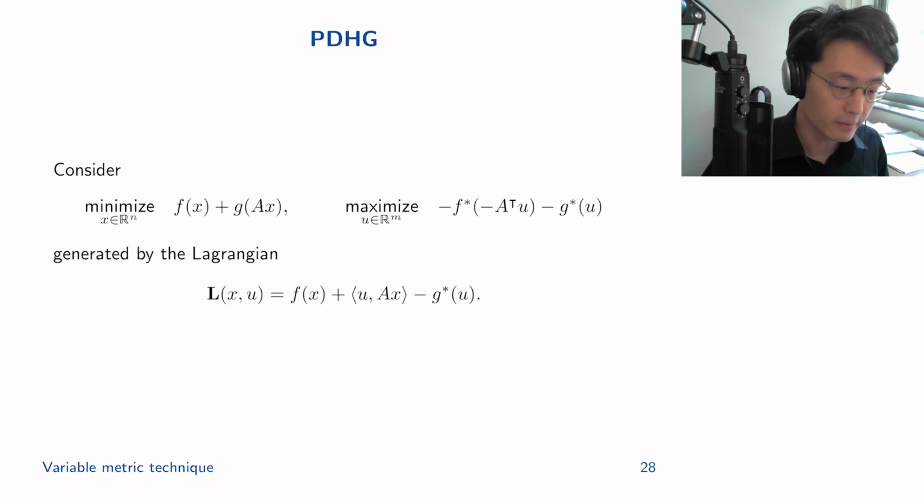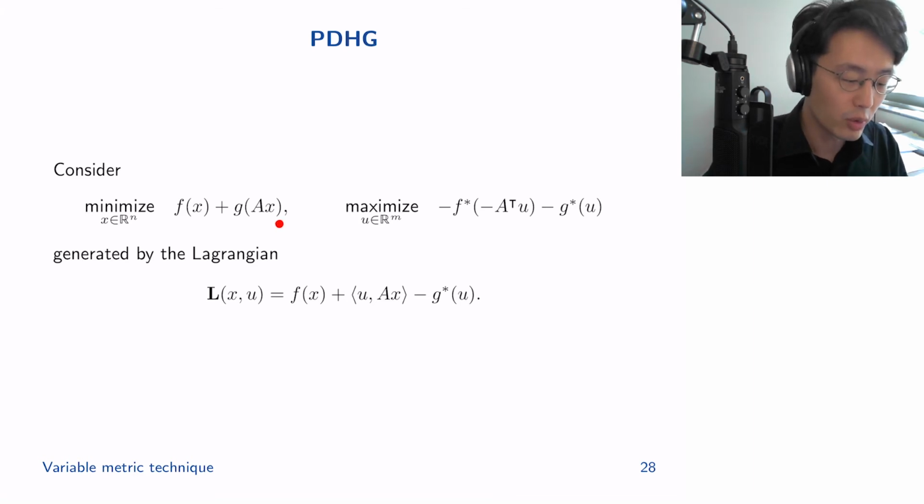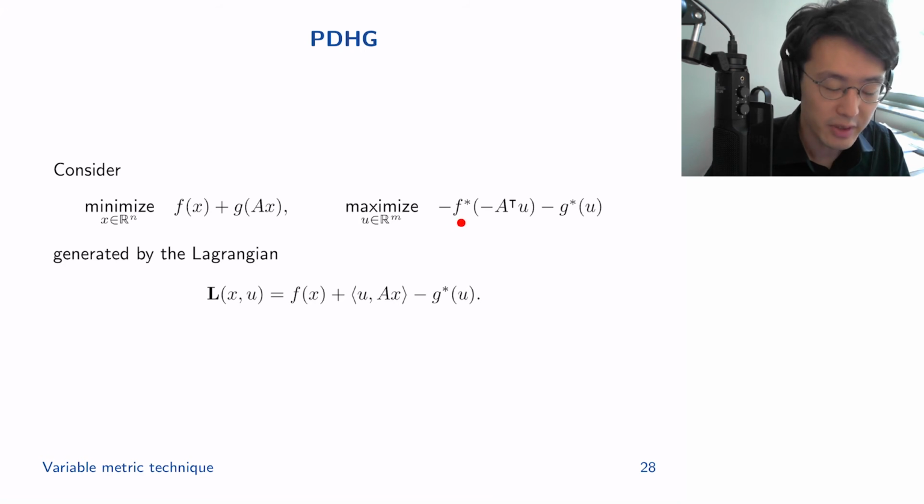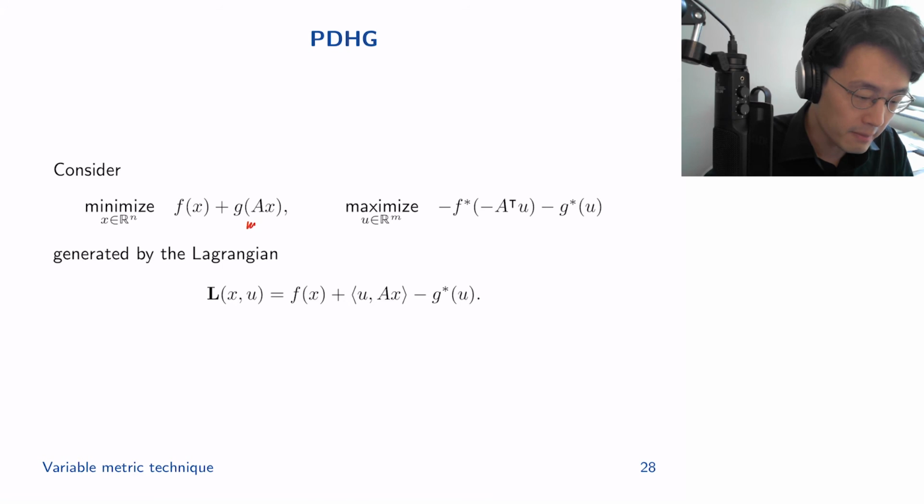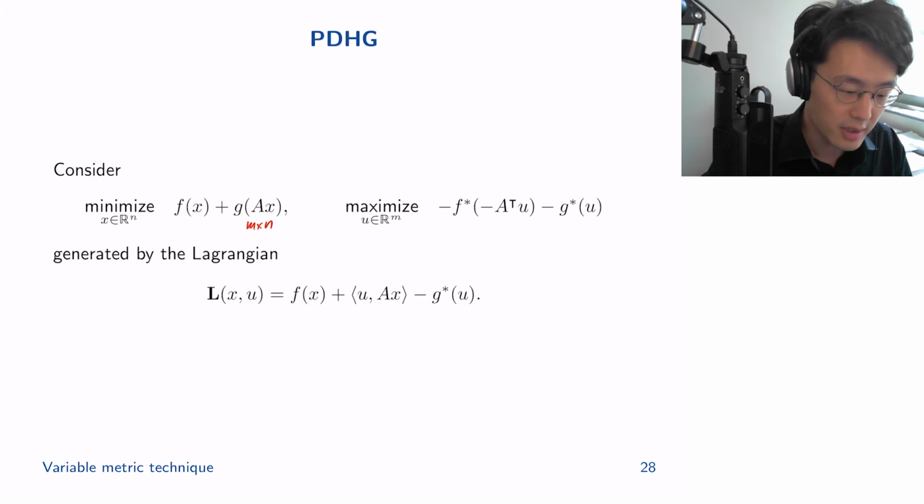Let's see what it looks like. So we'll use the variable metric technique to derive the method named PDHG. We consider this primal problem where we minimize f of x plus g of Ax, where x is the optimization variable and A is an m by n matrix. The corresponding dual problem is maximize minus f star composed with minus A transpose and then minus g star, where the optimization variable is u. A is an m by n matrix, and this dimension m becomes the dimension of the dual variable u.